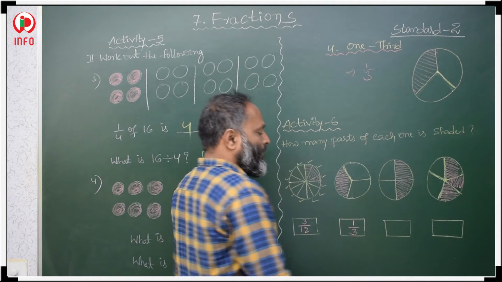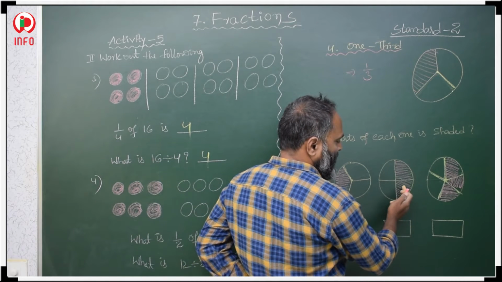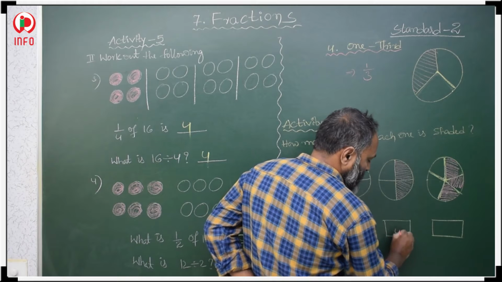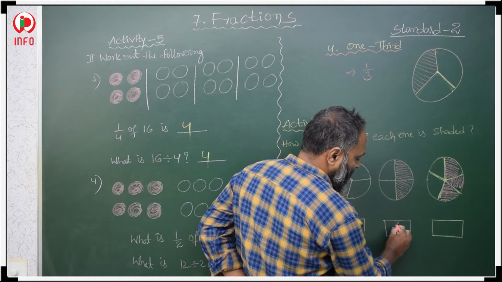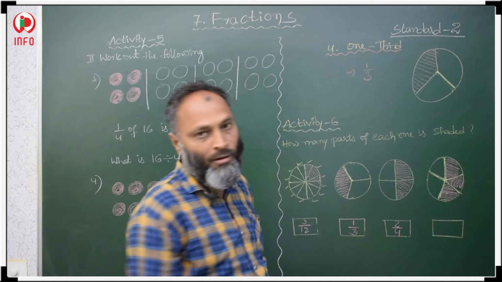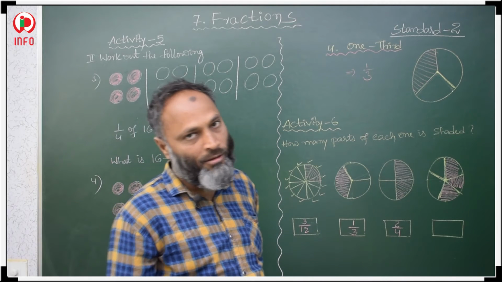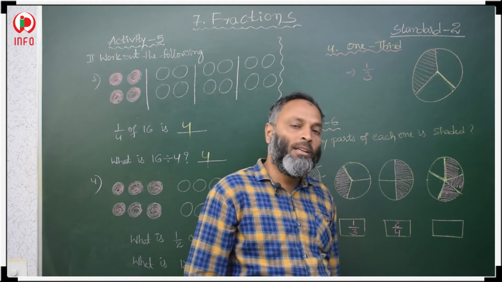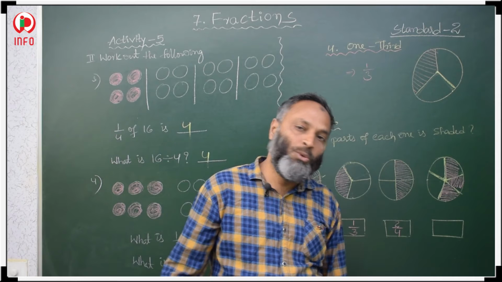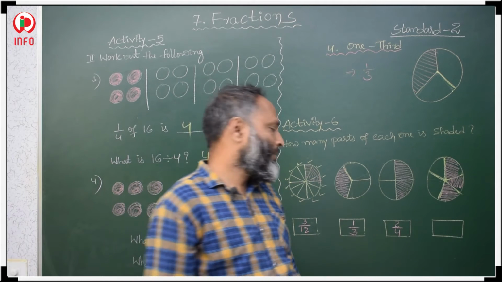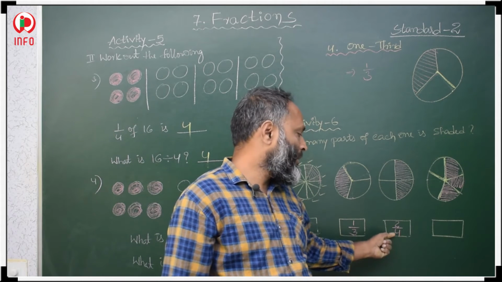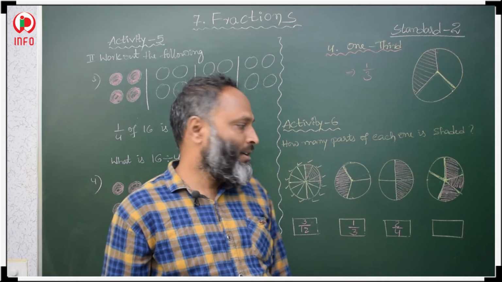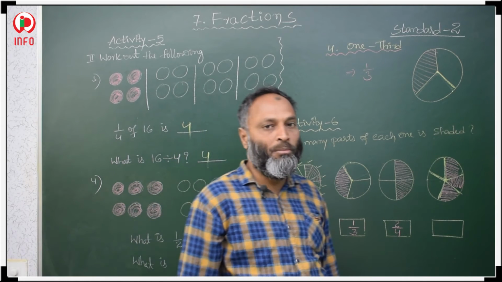Here total how many parts? 1, 2, 3, 4. In 4 parts, 1, 2, two parts are shaded, that is 2 by 4. 2 by 4 is also half. We can say 1 by 2 also, it is a correct answer. Out of 4 parts, 2 parts are shaded, so we can write it as 2 by 4.